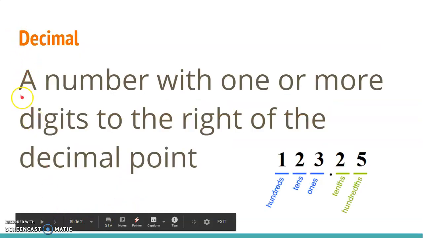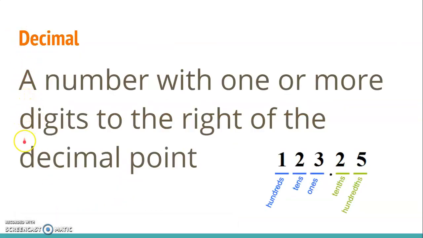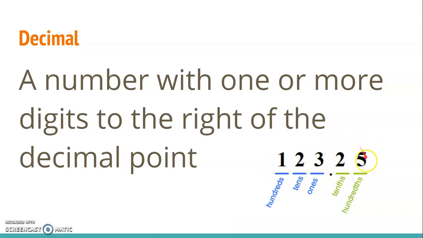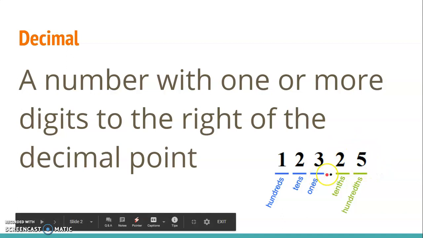So a decimal is a number with one or more digits to the right of the decimal point. So in this example here, we have 1 hundred, 2 tens, and 3 ones. So these are the ones you're familiar with. And this is a decimal point, and these are our decimals here, these numbers to the right of our decimal point.